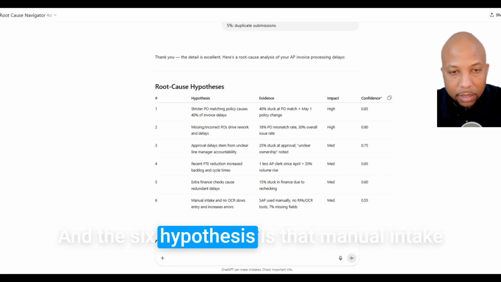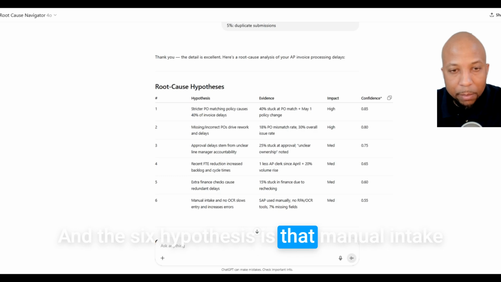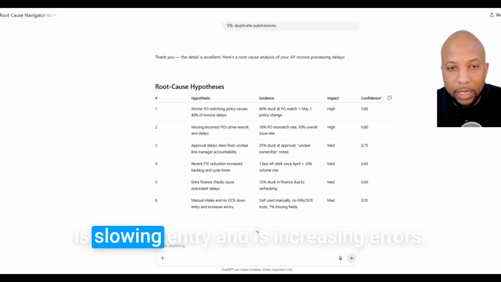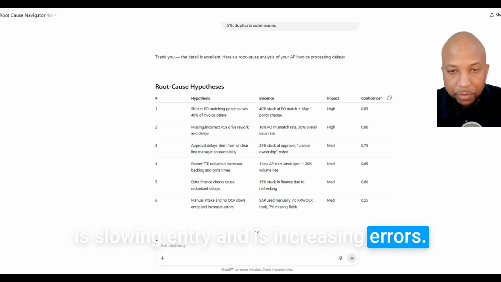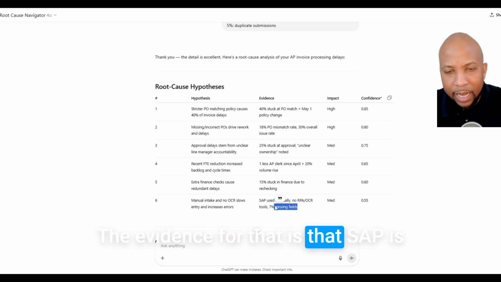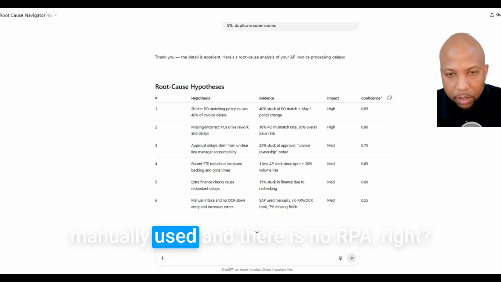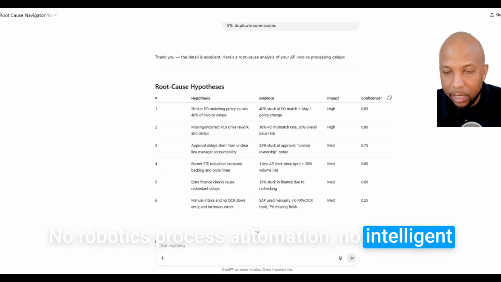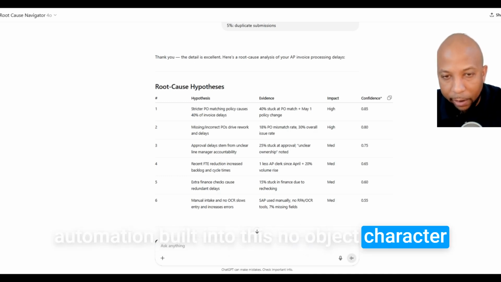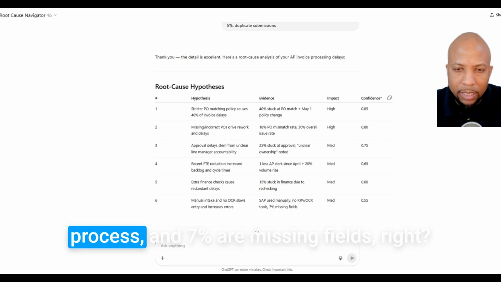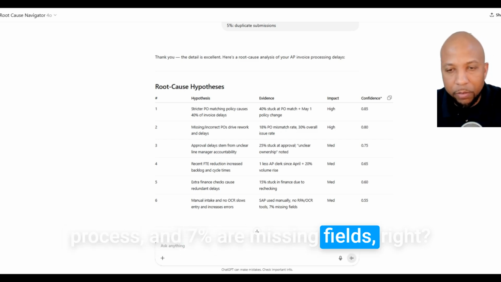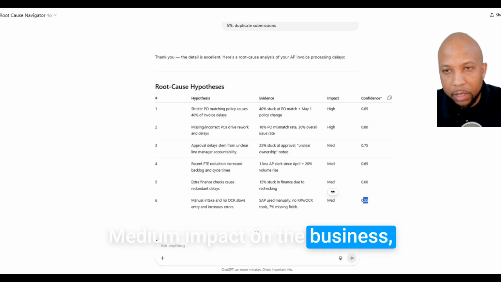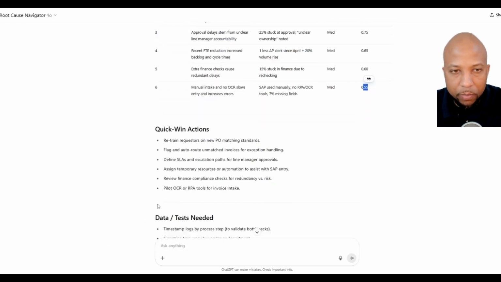And the sixth hypothesis is that manual intake and no optical character recognition, OCR, is slowing entry and increasing errors. The evidence for that is that SAP is manually used and there is no RPA, right? No robotic process automation, no intelligent automation built into this, no OCR tools being put to use in the process, and 7% are missing fields, right? Medium impact on the business, 55% level of confidence.